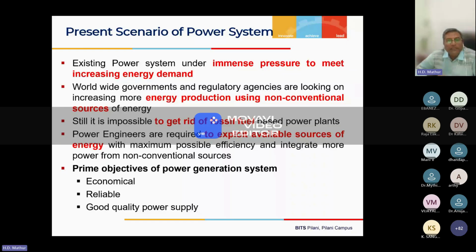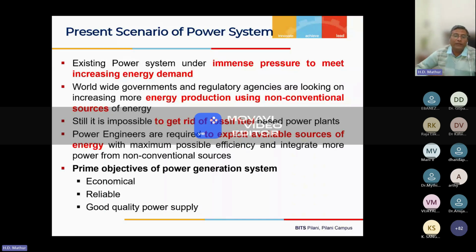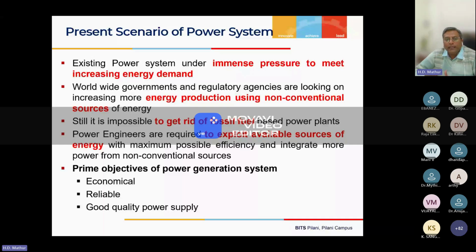This is going to be very challenging, and time is also very limited, because on the other side there is a continuous increase in demand. Demand for electrical power is increasing, and filling it with renewable sources is very challenging. Getting rid of fossil fuel based, or conventional, power plants is almost impossible. But with the help of technological innovations happening across the globe, their use can be minimized. So what are the prime objectives that we as power engineers focus on?